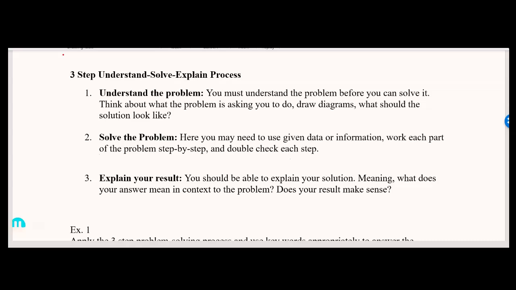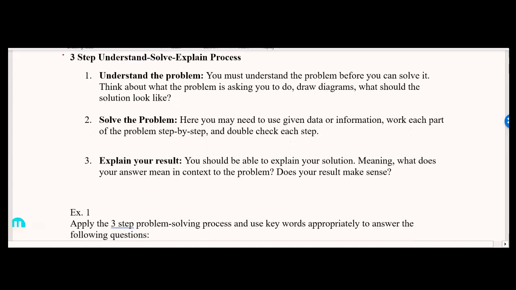I find step 3 is the hardest. Sometimes finding the number is the easier part, but then explaining what that answer means in context to the problem, that's sometimes the more difficult part. So you might say, hey, I got the answer. Okay, but what does that answer mean? And that's the hard part. Does your result make sense? So this is your 3-step process.